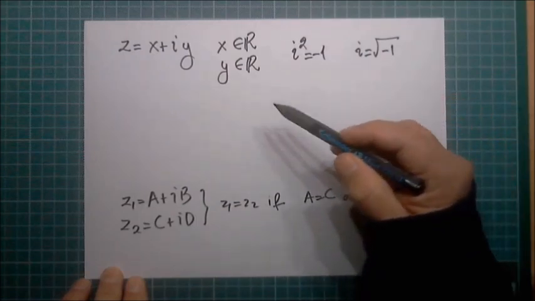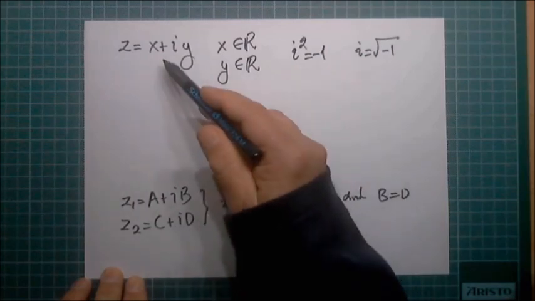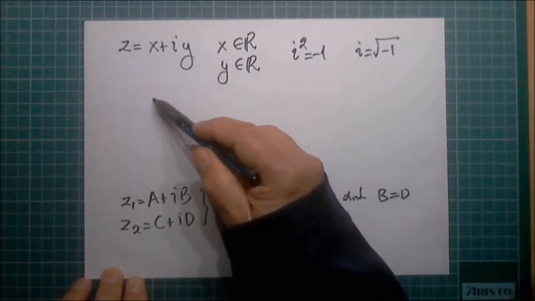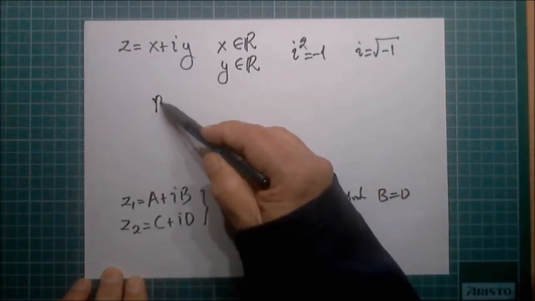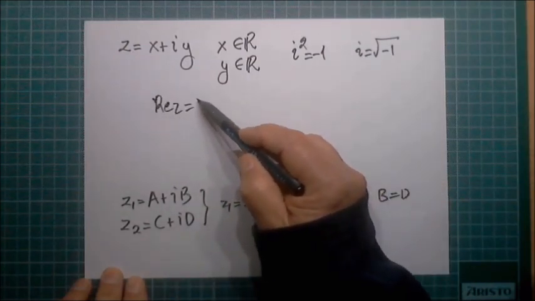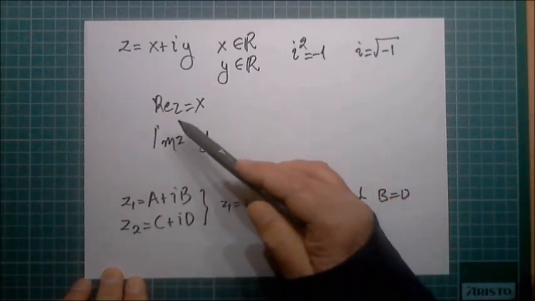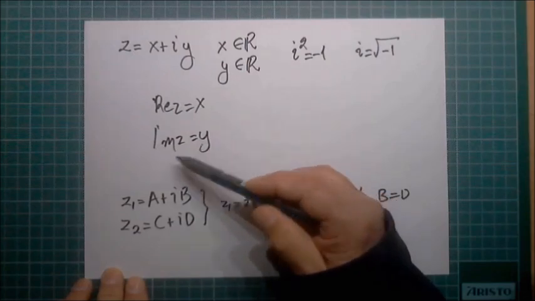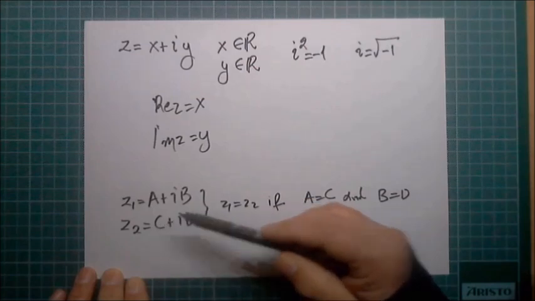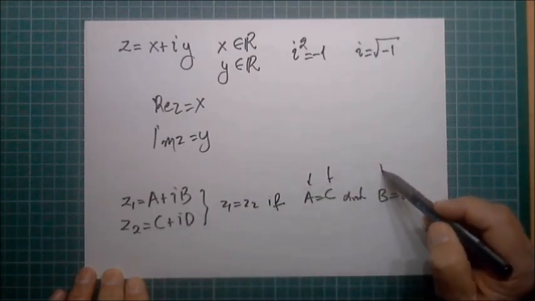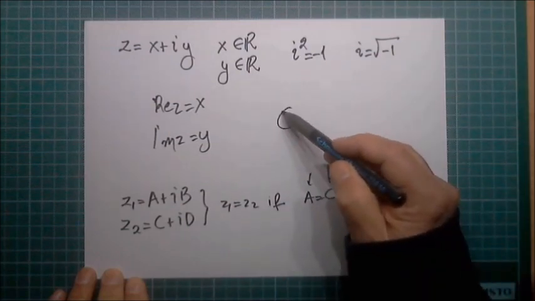So we write down z equals x plus i times y, and we say that here z is expressed in Cartesian form. The real number x is the real part of z, and we write x equals Re(z), and the number y is the imaginary part of z, and we write y equals Im(z). Two complex numbers are equal if their real parts are equal and their imaginary parts are equal. The set of complex numbers is denoted by C.